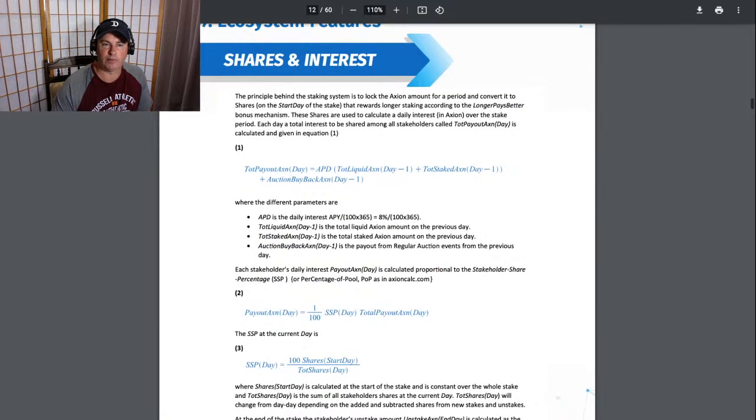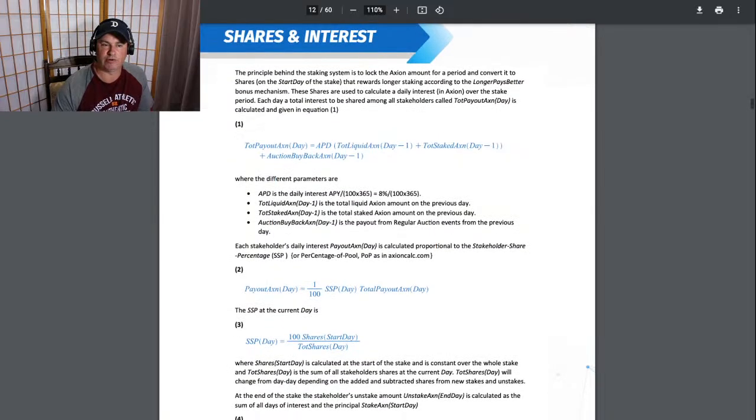So we've got total payout Axion, and we've got the formula: total liquid Axion, total staked Axion, and auction buyback Axion. I'm not going to go through these particular formulas, but they're there for you to see, and you can see the different parameters here. Basically, you're going to invest your Axion, and you're going to get the interest and dividends back at different times. That's basically what these formulas are talking about.